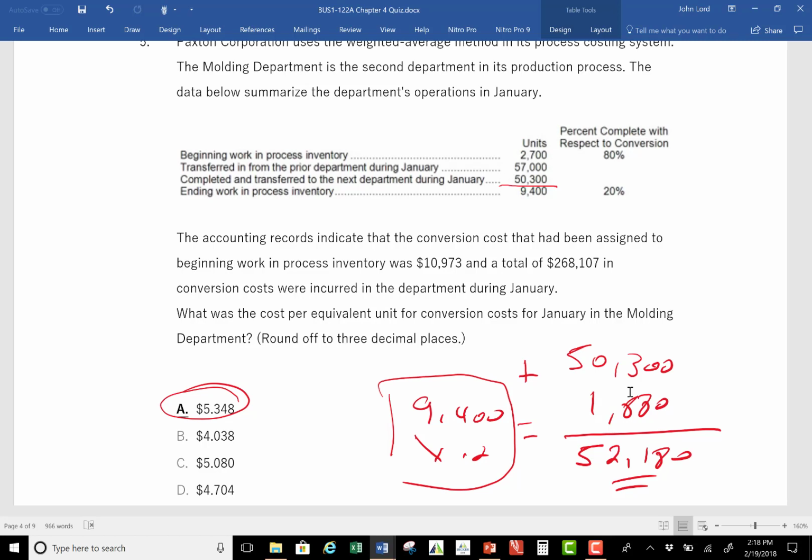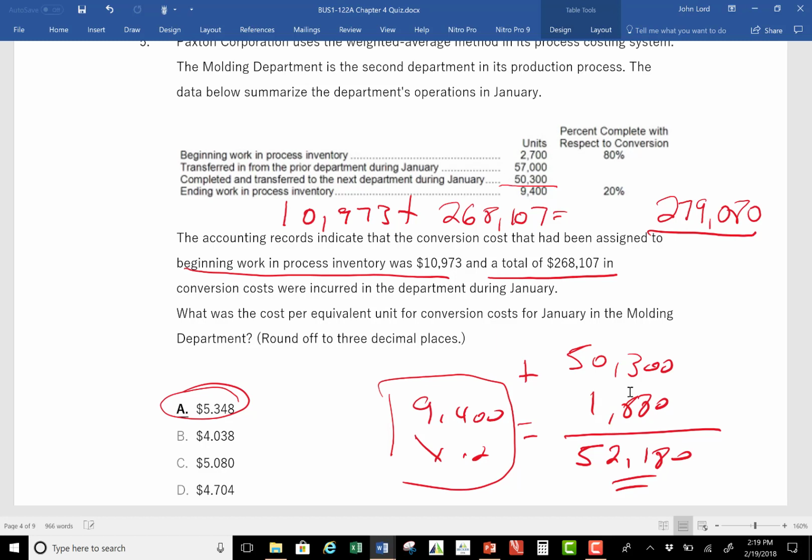You want me to take the beginning inventory of 10,973 plus what? Plus the costs that were added, the 268,107. Good, and I get those two together, and that gives me 279,080. You say? And we divide that by what? By the 52,180.